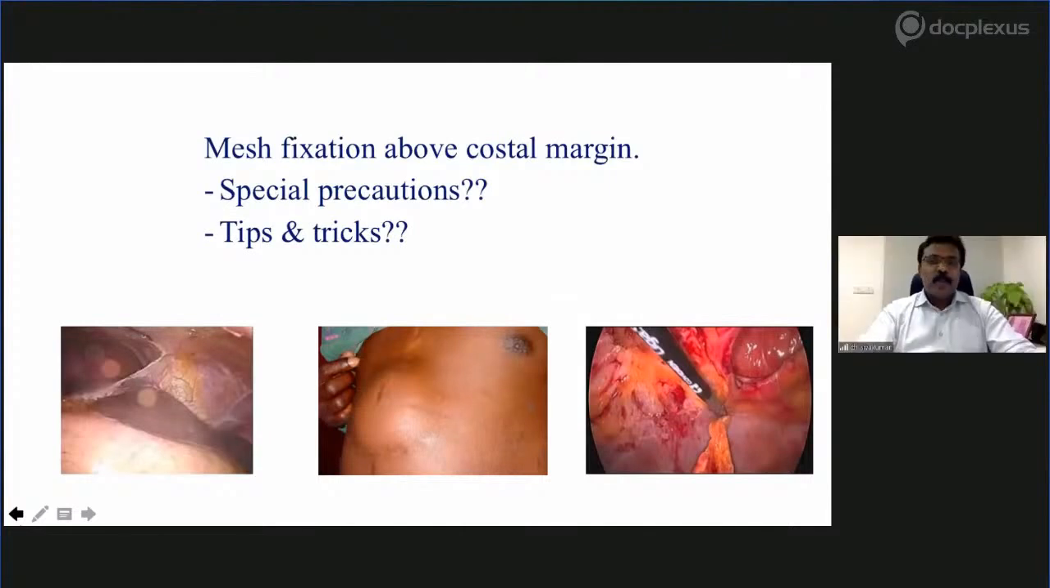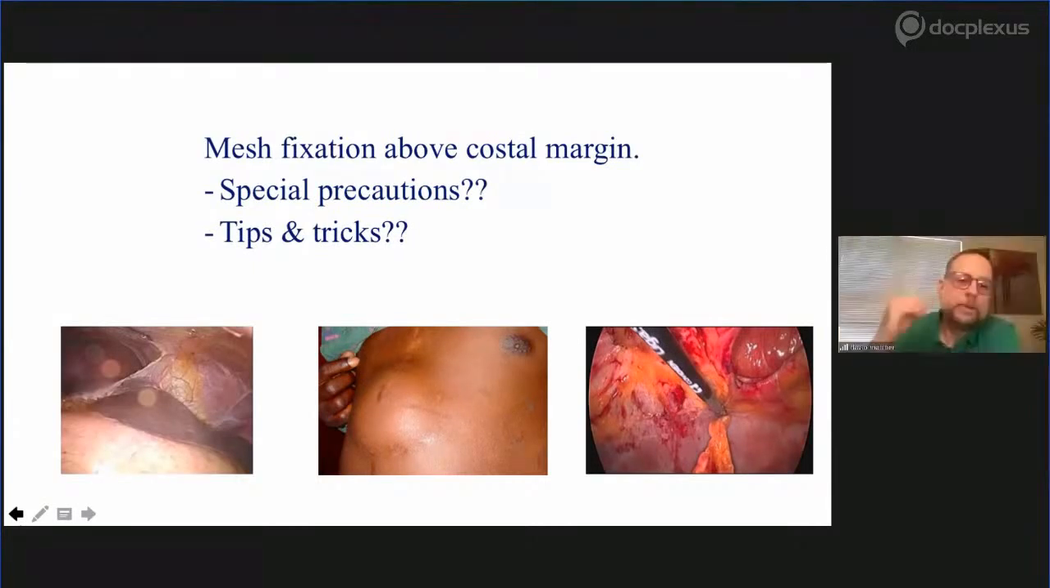This is the last question. Mesh fixation above the costal margin. What are the special precautions you will take? Tips and tricks. Dr. Flavio? Go preperitoneal.